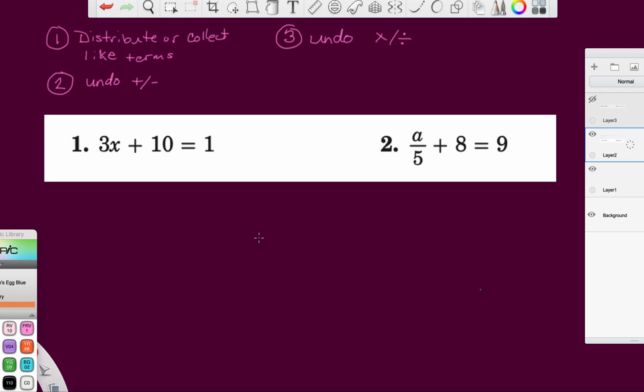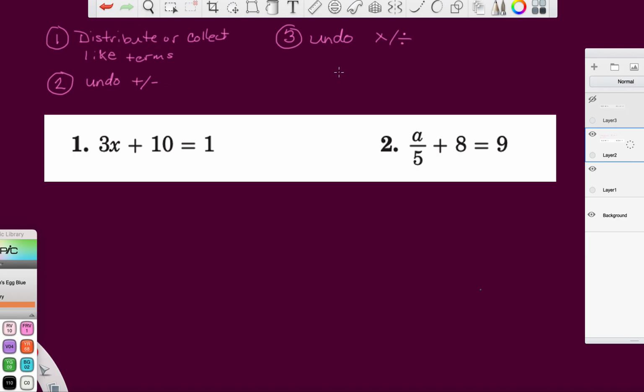Algebra guys. I had you do perimeter and area, but now I want to go back and take a look at two-step equations or multi-step equations.